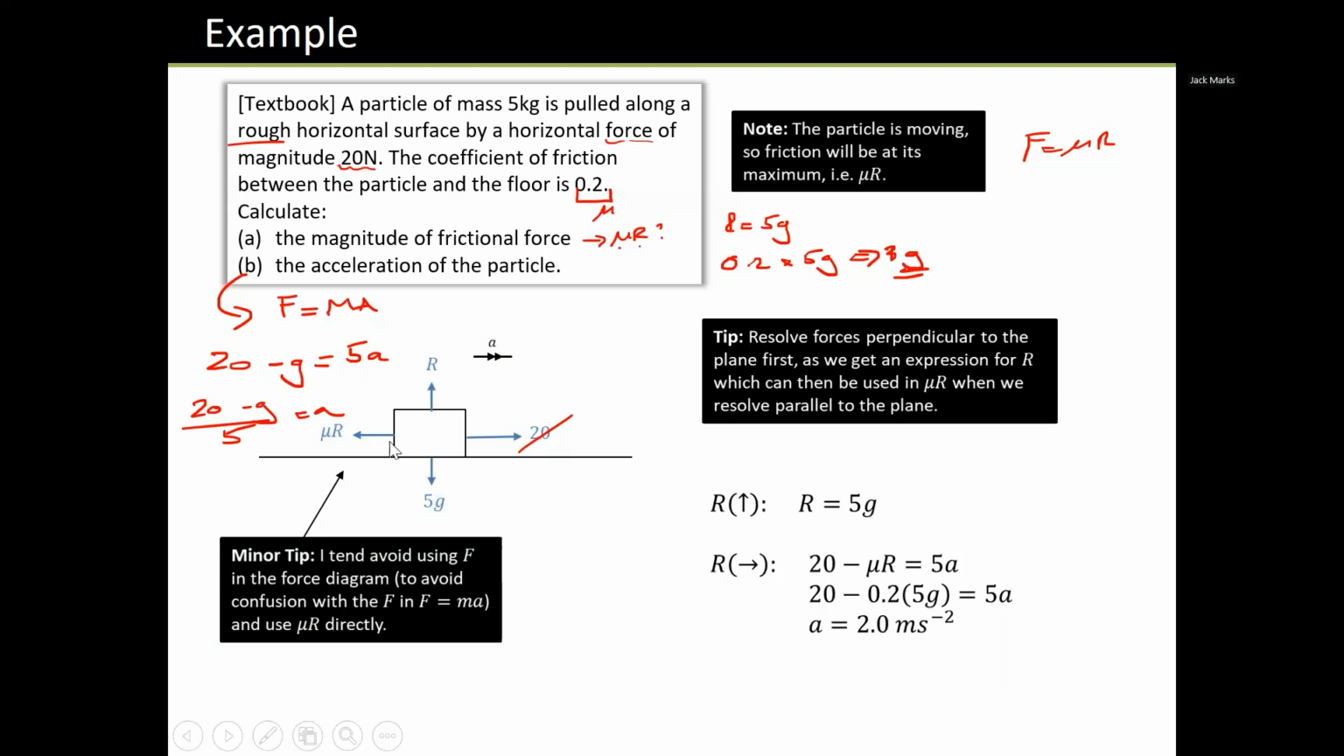Just to move on, the easy mistake to make there would be to assume that mu R and 20 are equal. But you would only do that if the thing were not accelerating.